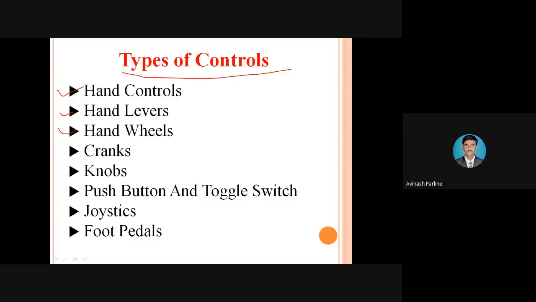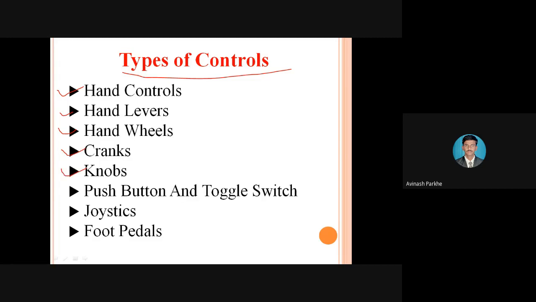If I have to turn the vehicle to the right side, through that particular hand wheel I can turn it either to the left side or to the right side. That means it can also be controlled by using your hand. Then some cranks are also there. Through those cranks also we can operate the machine.